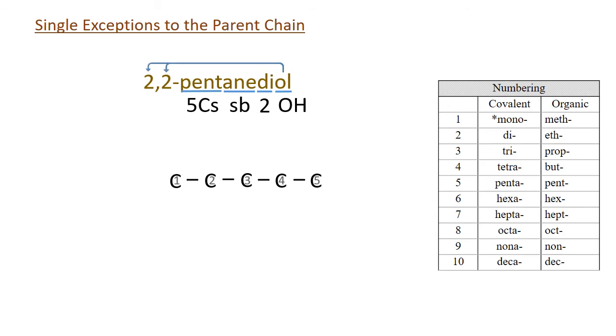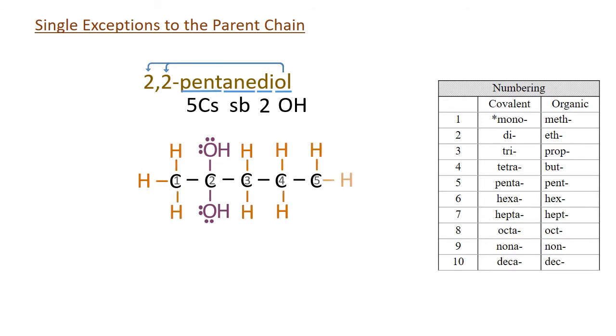So I number my carbons, and I place 1 OH on the second carbon, and I place another OH on the second carbon. Now I add hydrogen so that each carbon is making 4 bonds. And that's 2,2-pentanediol.